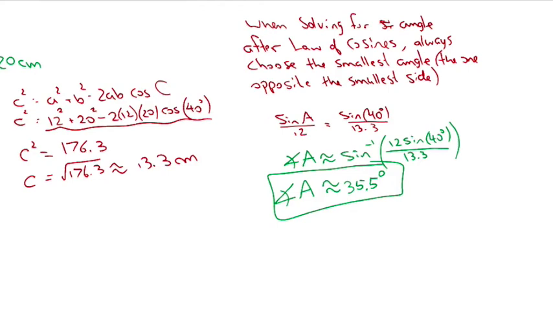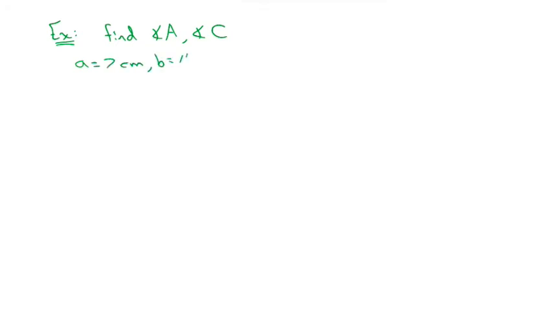All right, how would we use it to solve this one? For example, ooh, the squeaky marker. Find measure of angle A, measure of angle C, and I think that's it. Given, they're right there. A is equal to 7 centimeters, B is equal to 14 centimeters, and C is equal to 18 centimeters.